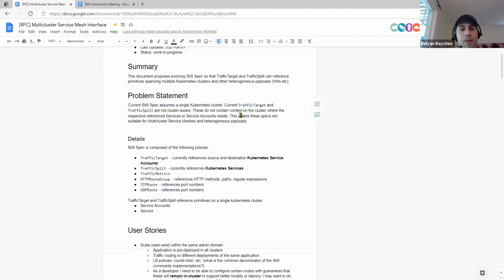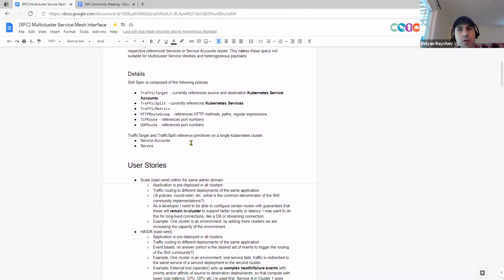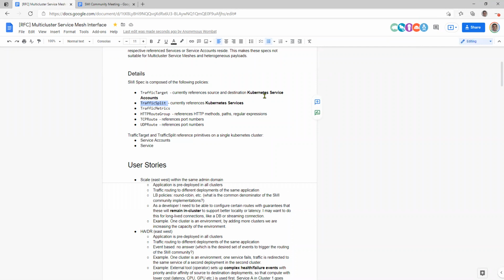I'm not going to spend too much time because we know why we're here in this meeting, what we're working on, but essentially for new folks, the 2-second problem statement is that the SMI spec is comprised of traffic target, traffic split, traffic metrics, HTTP route, TCP route, UDP route. Now, two of those, traffic target and traffic split, are the ones that reference Kubernetes primitives.